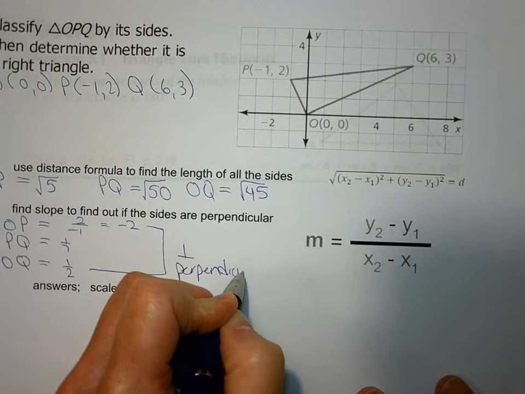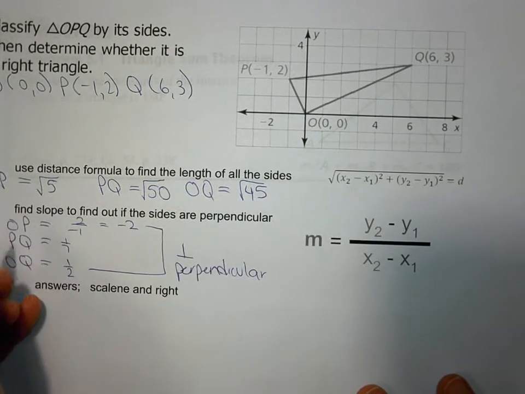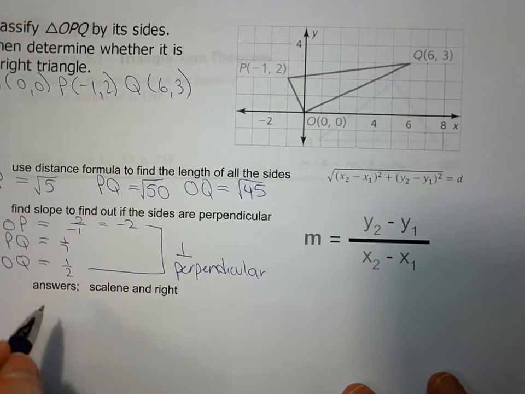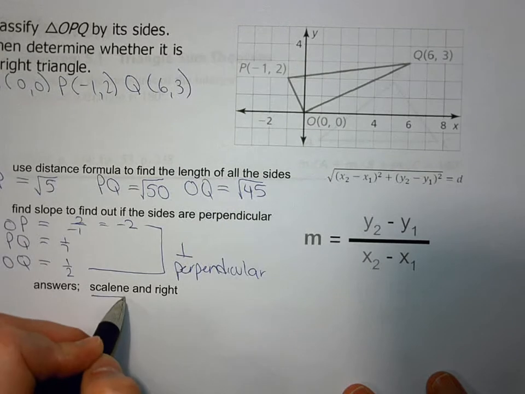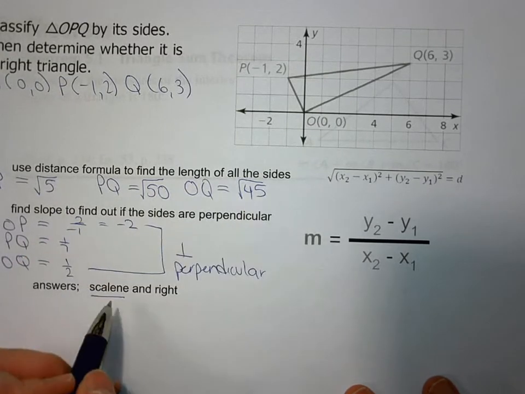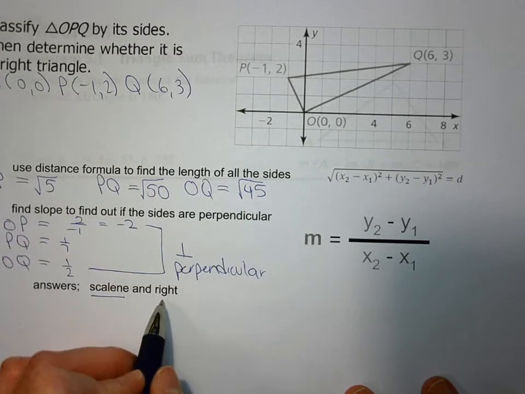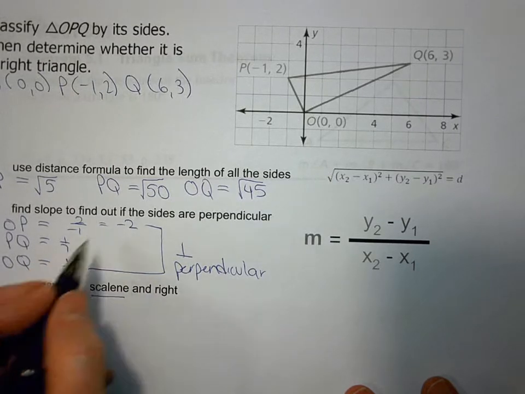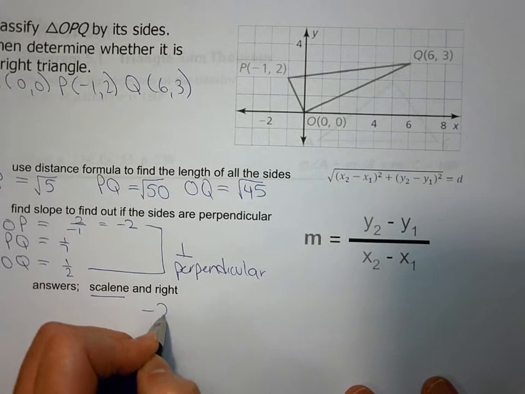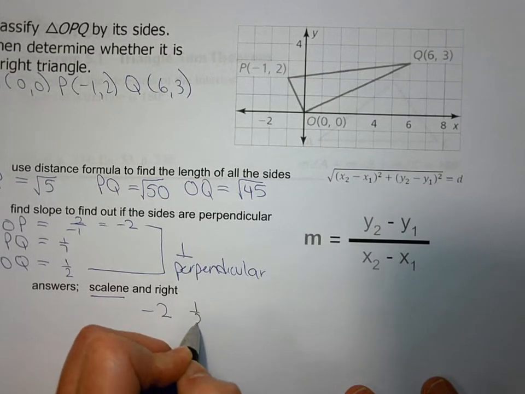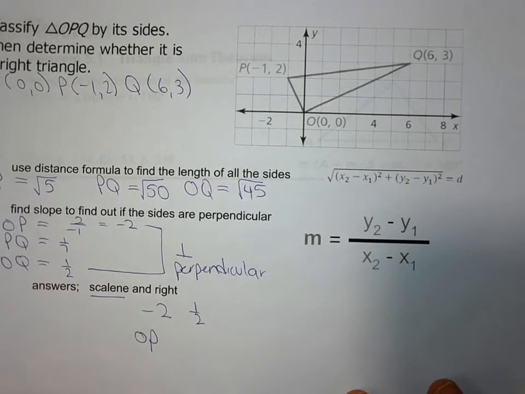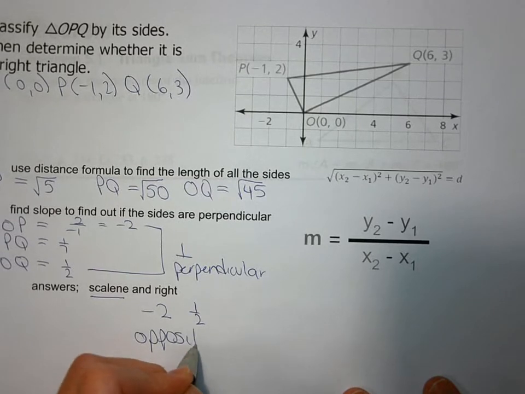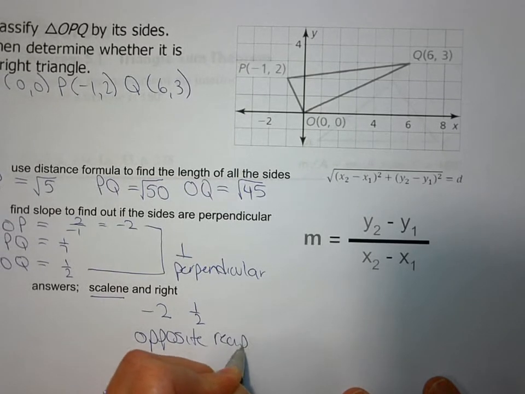So your use of the distance formula and your use of slope lets you decide that it is a scalene triangle because all three sides are not the same, and that it is a right triangle because, remember, to make a perpendicular angle you have to have opposite reciprocals, and you have a -2 and a 1/2, and those are definitely opposite reciprocals.